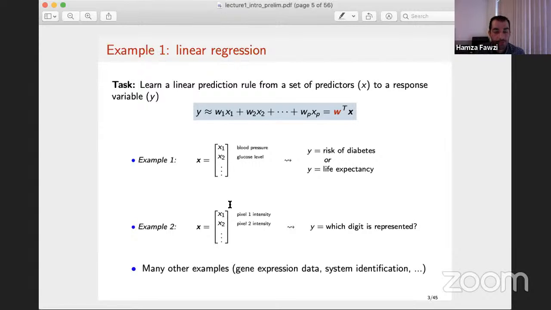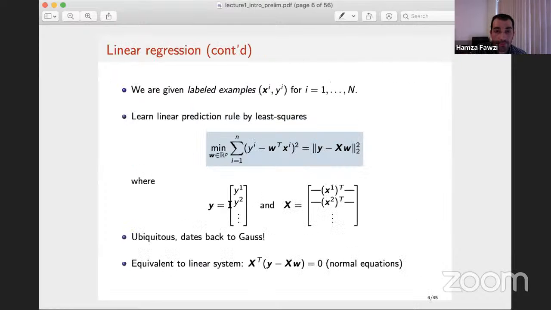There are obviously many other examples in biology, in gene expression data, in system identification. If you have a certain black box that you can trigger using certain inputs, and you're trying to learn the inner mechanisms of this system. So the simplest approach to study such a problem is to do least squares.